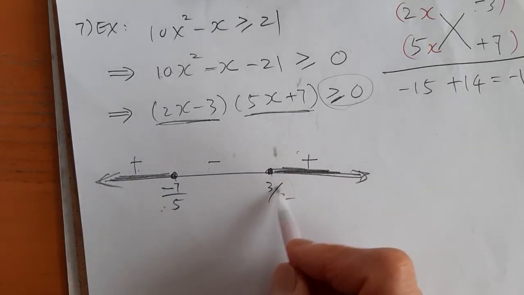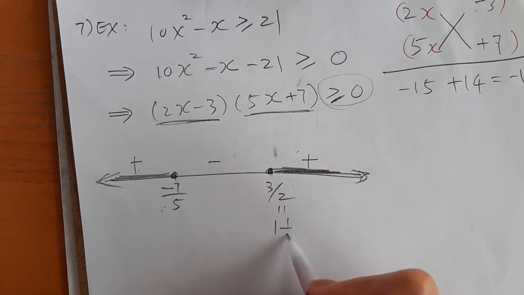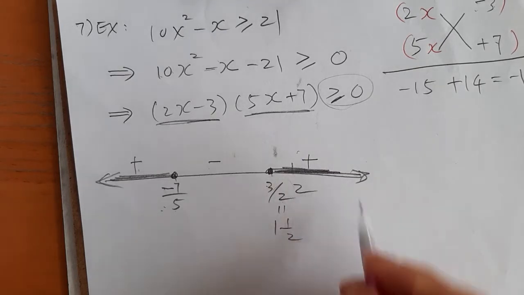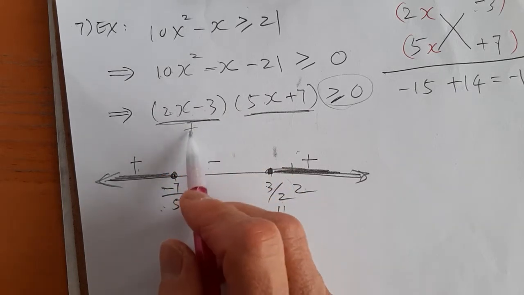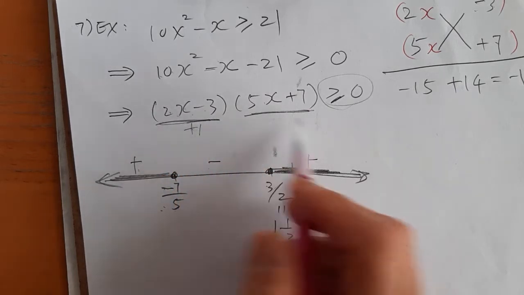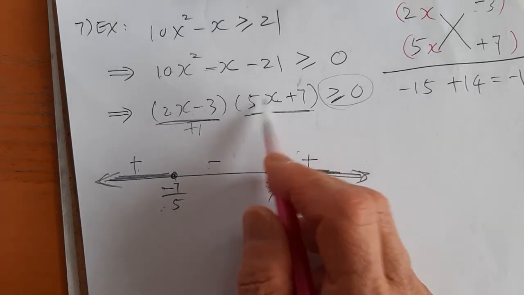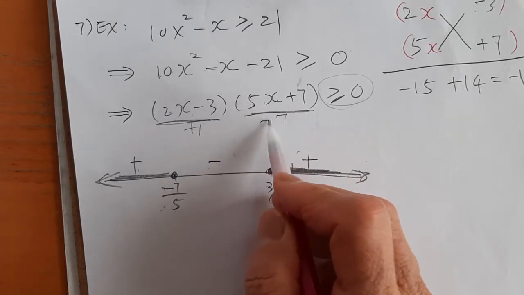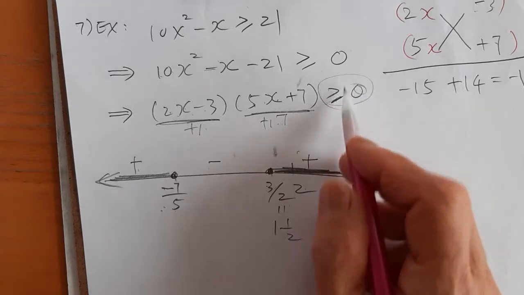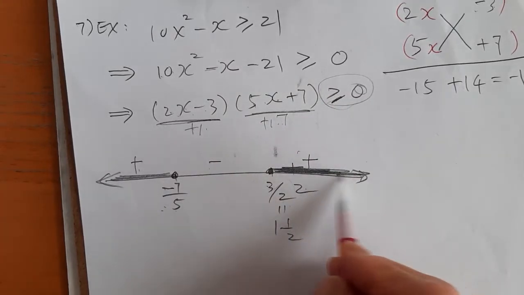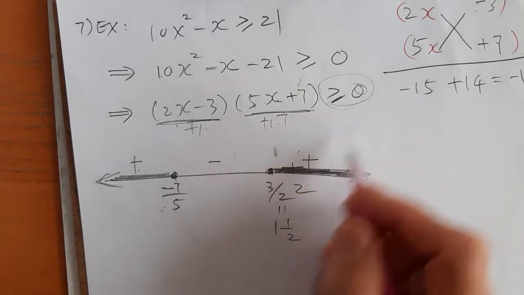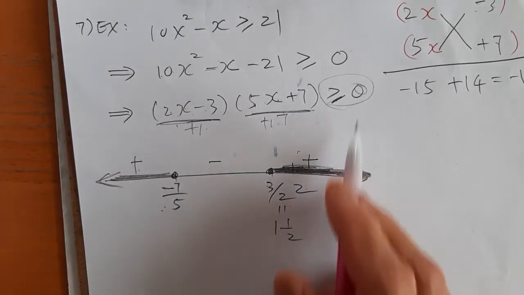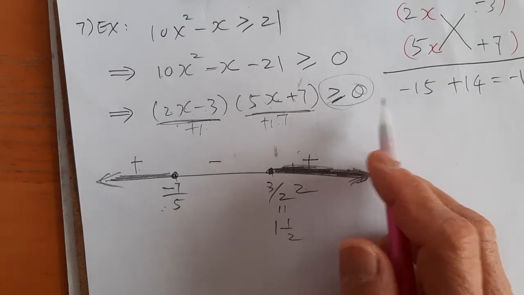which is a number like 3 over 2. It's 1 and 1/2. For example, like 2. Plug in 2: 2 times 2 minus 3 is a positive 1. And 5 times 2 add 7 is a positive 17. Multiplying them together is greater than or equal to 0. So on this side, we make positive times positive, which is greater than or equal to 0. So all the numbers on this side make it true.